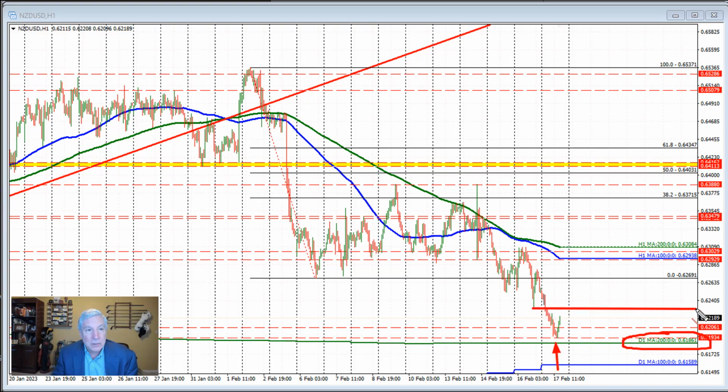I would look at yesterday's low as a potential level to find support or resistance. If the price moves up to that level and is able to stay below that level, we could see a rotation back to the downside and need to get below the 200-day moving average. Just below that is the 100-day moving average at 0.61589, so be aware of that.